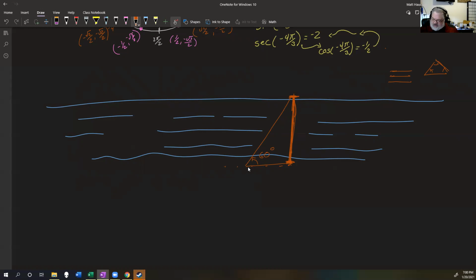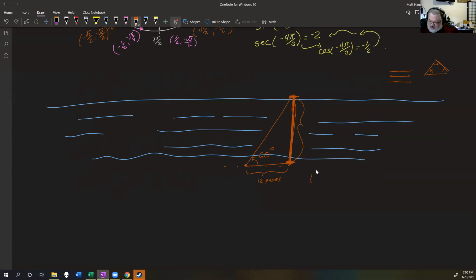So walk out until you find your 60 degrees. Count your steps. Say this was 12 paces. That's very far. It's a big river. That's 12 paces. Well, how far across is the river? It's, well, equilateral, 12 paces.